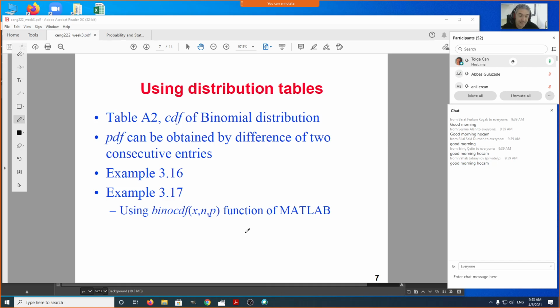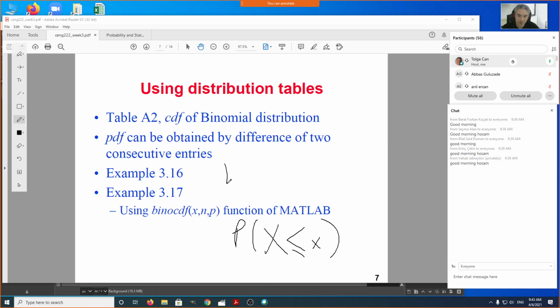So the CDF, the cumulative distribution function, gives us the probability that our random variable is less than or equal to some given value x. This one is given in the cumulative distribution table.